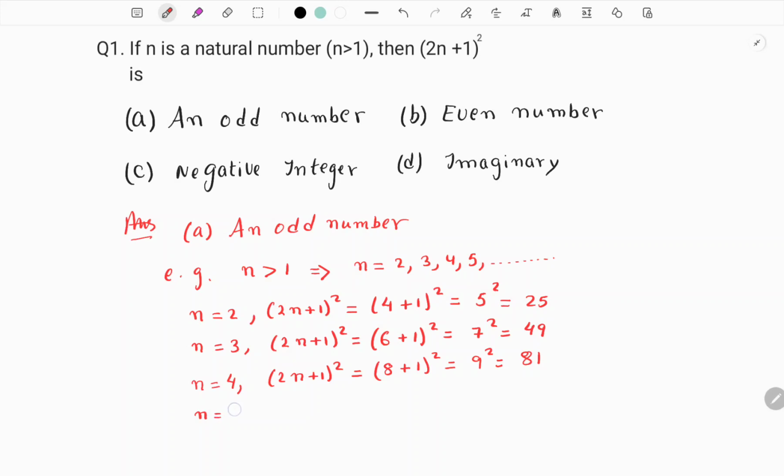So when n is equal to 5, so (2n plus 1) whole square. This one is 2 into 5 becomes 10. So plus 1 whole square, which is equal to 11 square, which is equal to 121. So all these, they are odd numbers. So therefore, if n is a natural number, n greater than 1, then (2n plus 1) whole square is option A, that is an odd number.